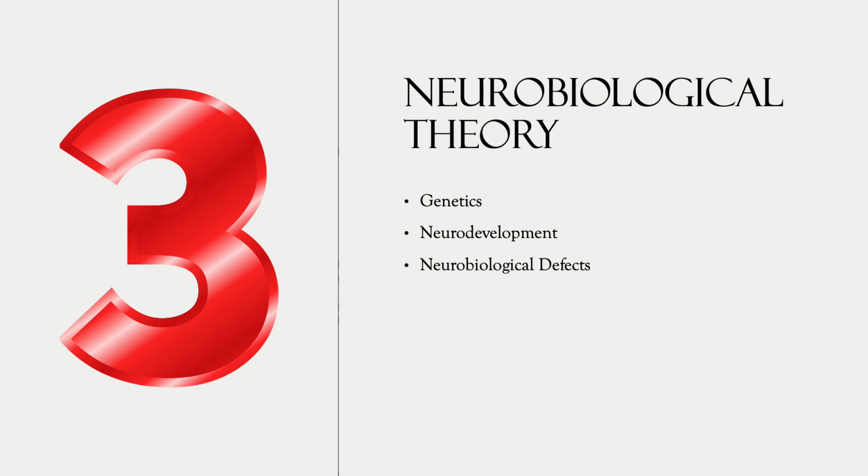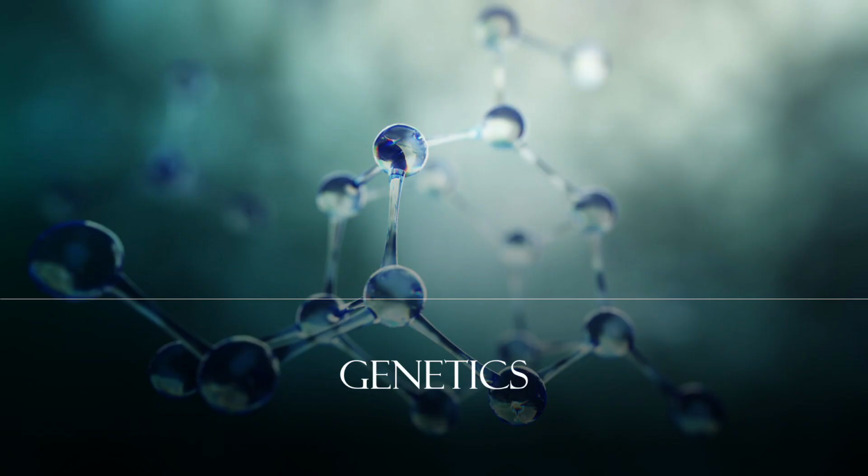The neurobiological theory implicates three areas of neurobiological functioning: genetics, neurodevelopment, and neurobiological defects. Genetics. Studies of twins have identified schizophrenia as having a strong genetic component. The incidence increases from 1% risk of illness in the general population to 50% risk in monozygote twins of persons with schizophrenia, 15% risk for dizygote twins, and 40% risk in children if both parents have schizophrenia.